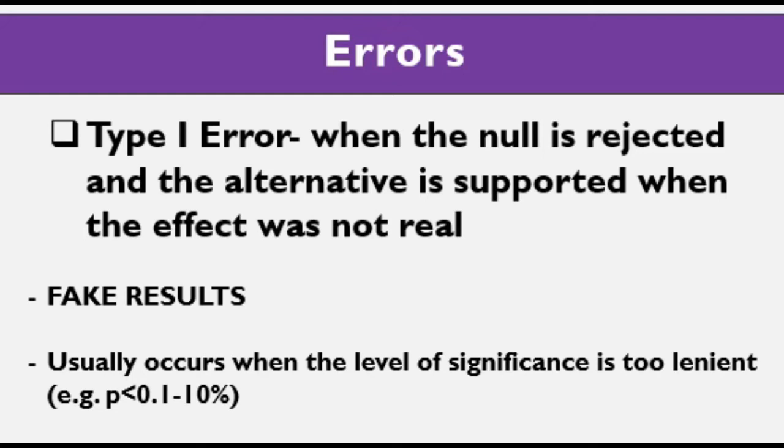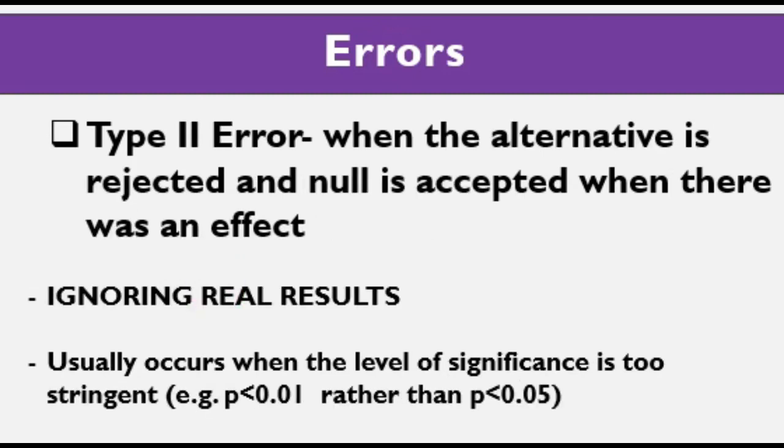Okay? Less than 0.1 hanggang or the 10%. Explain natin mamaya. Ang type 2 error naman ay ito yung when the alternative is rejected and the null is accepted. When there was an effect. Okay? Or in a relationship if there is no relationship doon sa sinasabi ng hypothesis. By the way, type 1 error and type 2 error, lagi siyang nakadepende sa kung ano ang hypothesis mo. Okay?